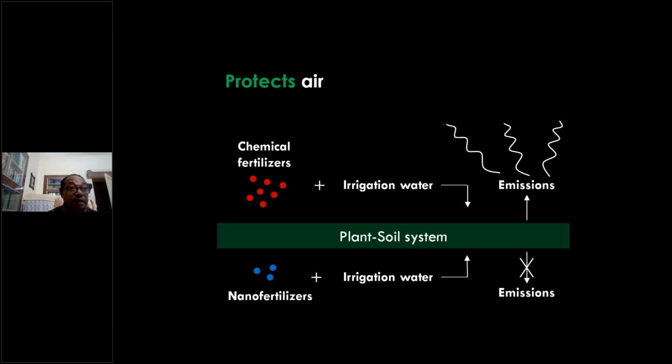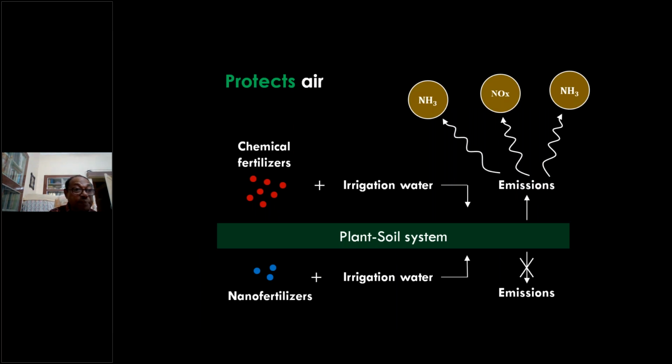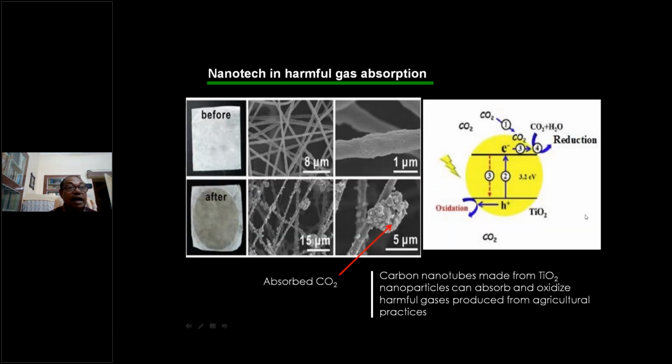Similarly, it can protect air. When we apply chemical fertilizer with irrigation water, there is a volatilization loss, especially in the case of nitrogen. But if you go for nanofertilizer with irrigation water, you can avoid this emission loss. Again, we found that carbon nanotubes made from titanium dioxide nanoparticles can absorb carbon dioxide from the atmosphere. You see, 1 micrometer tubes become 5 micrometer, and 8 micrometer tubes become 15 micrometer after absorbing carbon dioxide. So you can also reduce environmental pollution.